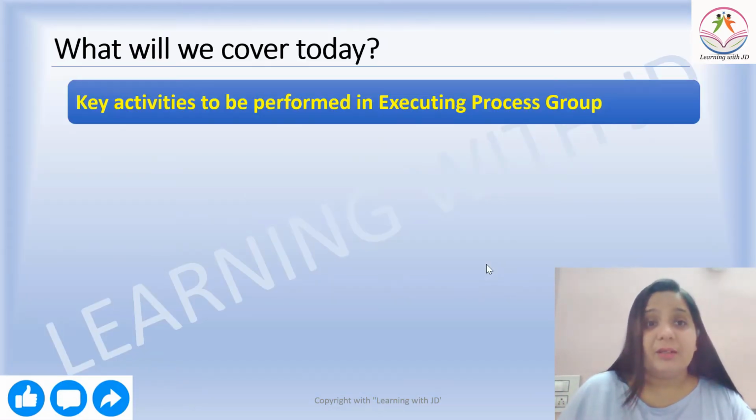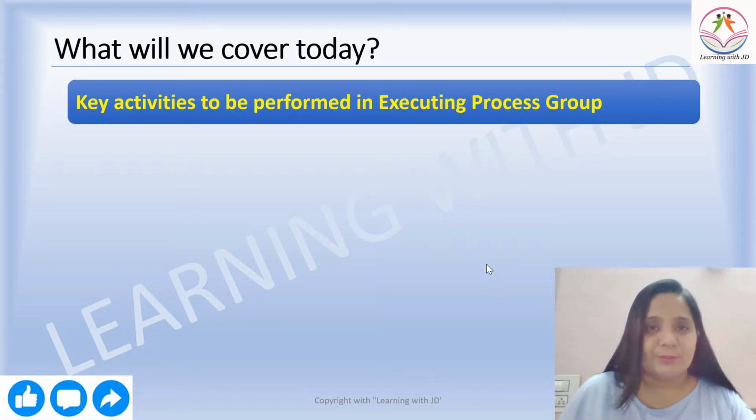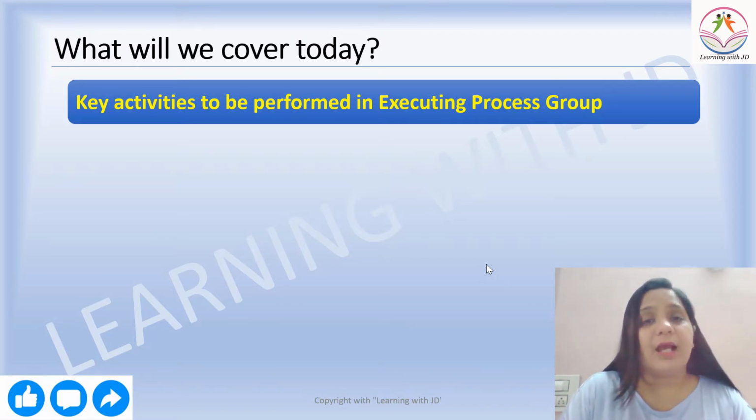What are we going to cover today? We are going to see what are the key activities that need to be performed in the executing process group. Now please understand what you, as a project manager, have already achieved till here. First, the project charter was created. Who created the project charter? The sponsor. And hence you got a job. The project is assigned to a project manager. It has been authorized. As a project manager, what do you do? You identify the stakeholders.